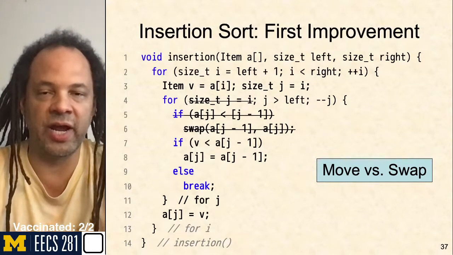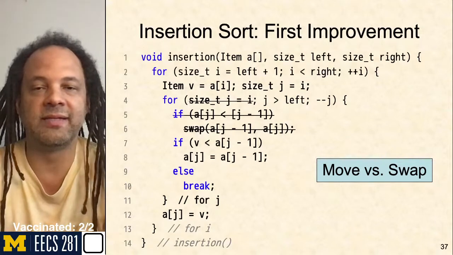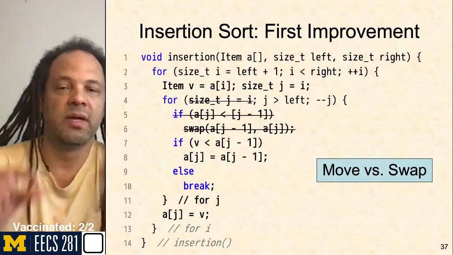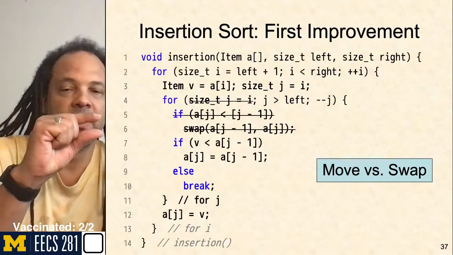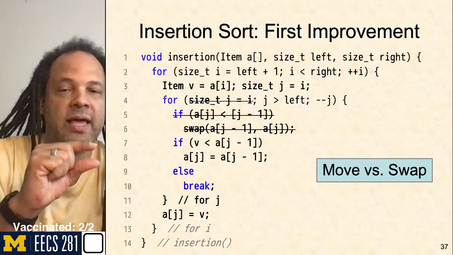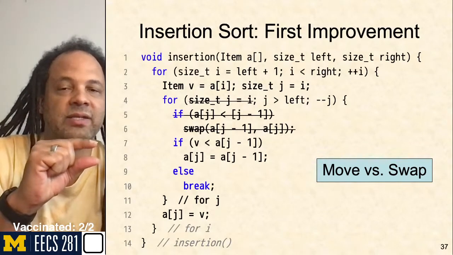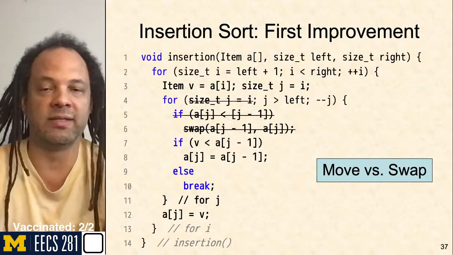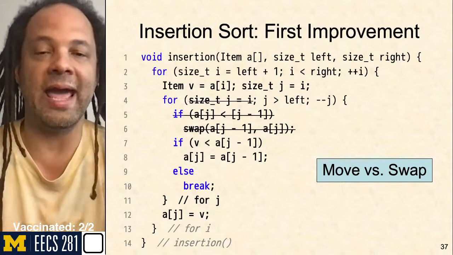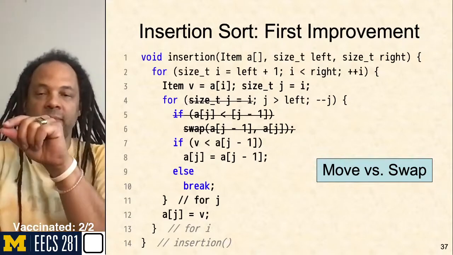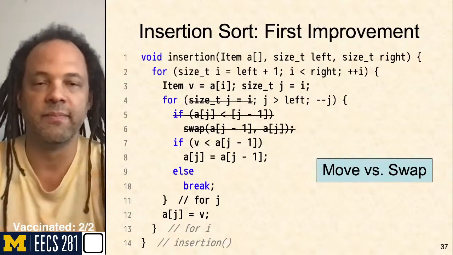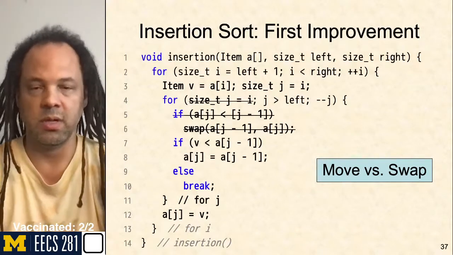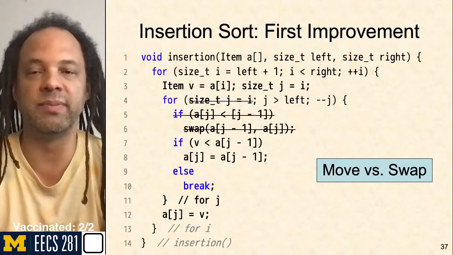The second change is we're going to take this, if A[J] is less than A[J-1], do the swap. Here we're not going to do the swap. We're just going to turn this into: if V is less than what's at A[J-1], then move the thing over by 1. Set A[J] equal to A[J-1]. That's moving something from the left 1 space to the right. What's V? V is, of course, the value that we're trying to put in position.